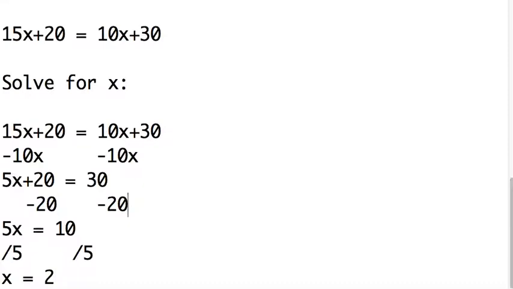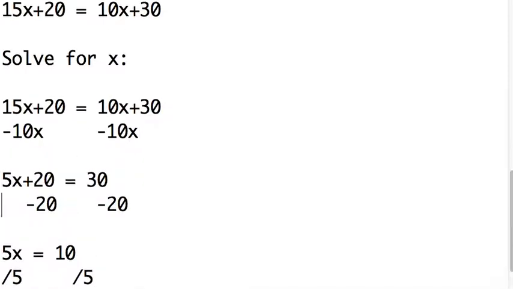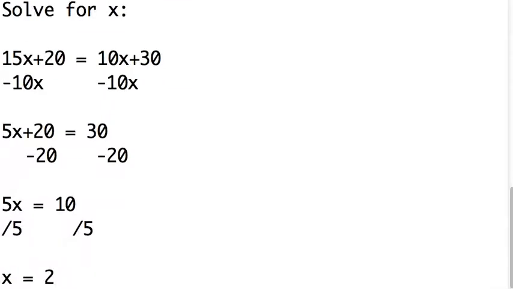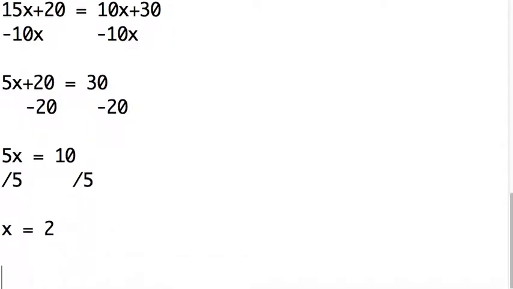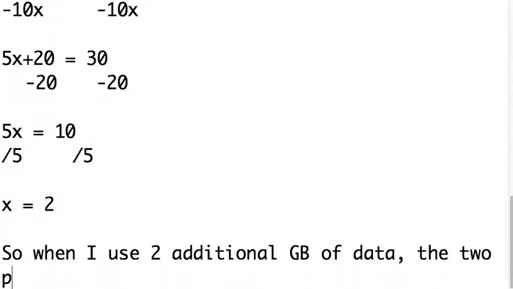Fantastic. I really should have maybe put some space between these computations. Okay. I subtracted 10x from each side, subtracted 20 from each side, and I divided both sides by 5, and I got that x is 2. So when I use 2 additional gigabytes of data, the two plans cost the same. How much?